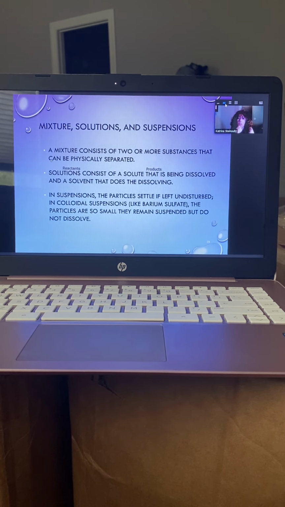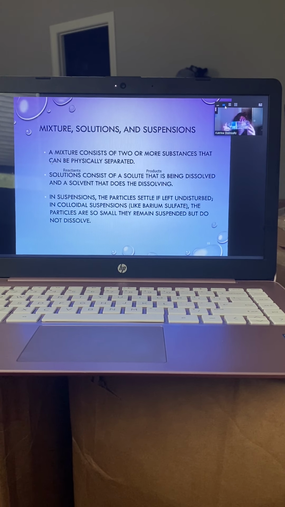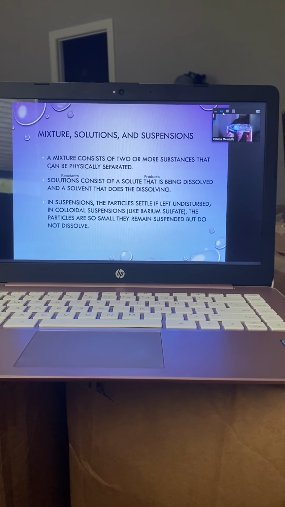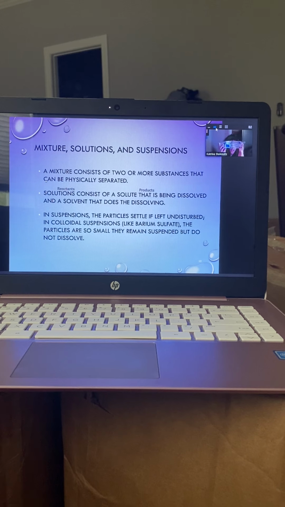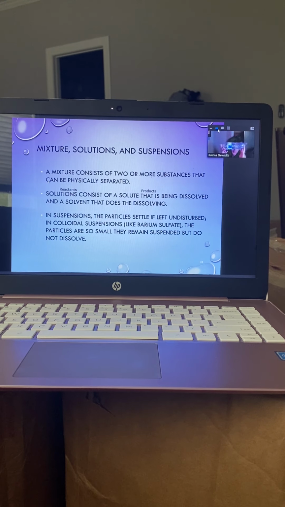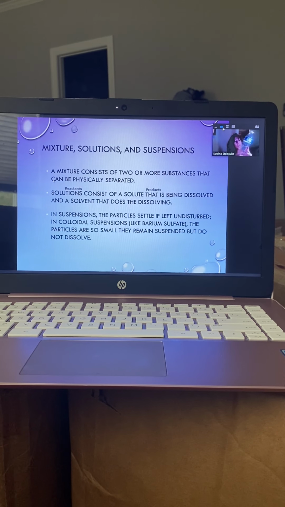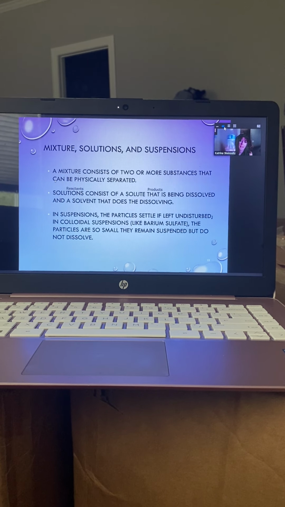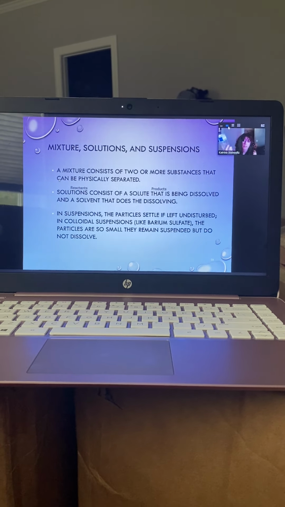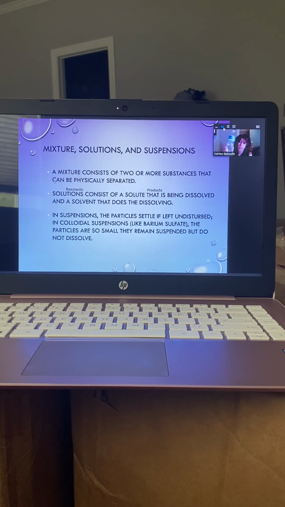Solutions have a solute and a solvent, and the solvent is usually water. Water is a universal solvent. So we have a solute, which is our particles, being dissolved in our solvent, which is water. When you're making Kool-Aid or lemonade or anything like that, you put your powder in and shake it up. Your Kool-Aid is your solute and your water is your solvent. You shake it all up and it dissolves nicely.